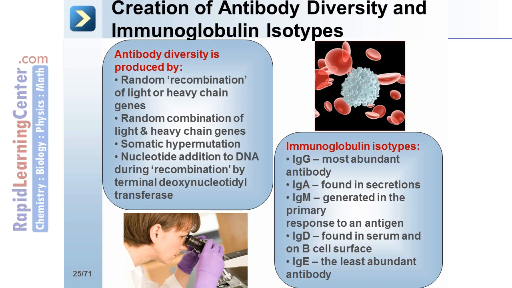And IgE is the least abundant antibody. It is responsible for immediate hypersensitivity by causing release of mediators from mast cells and basophils after exposure to an allergen.